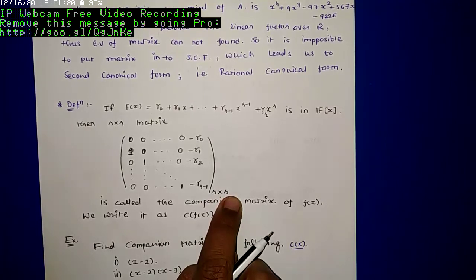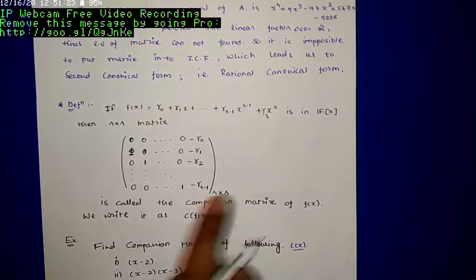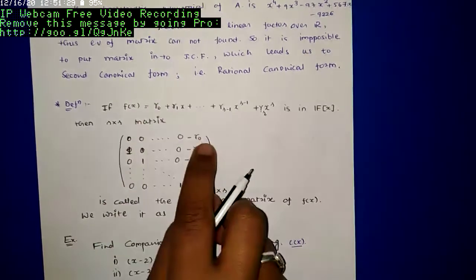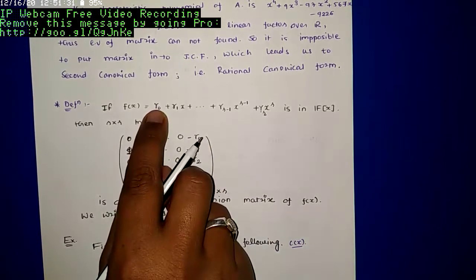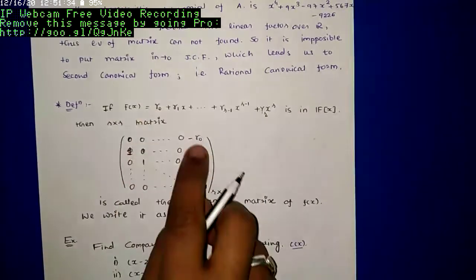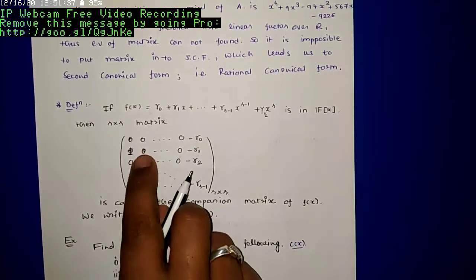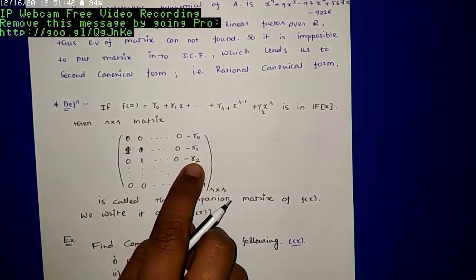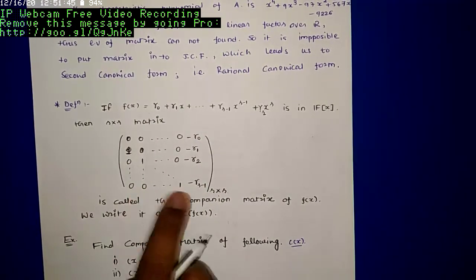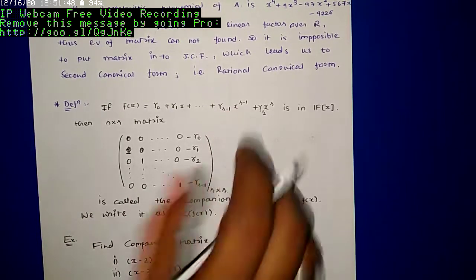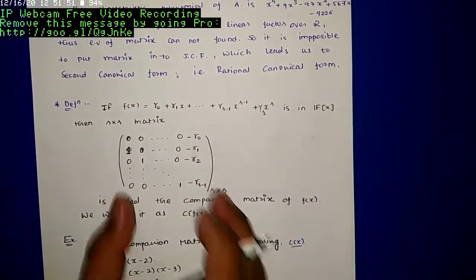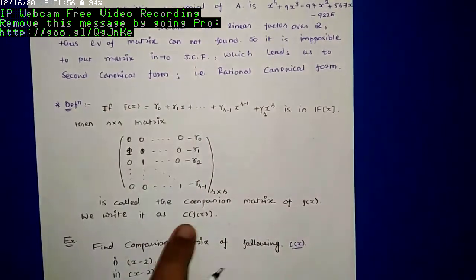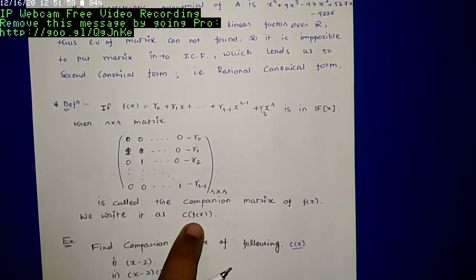And how to find the companion matrix? Just like this. The first row is 0 0 0 and minus gamma 0, because the sign of this is changed. Here it is plus, so we write minus. Now 1 0 0 minus gamma 1, 0 1 dot dot dot 0 minus gamma 2, up to 0 0 1 minus gamma r minus 1. So this is an r cross r matrix, which is called the companion matrix of f. We write C of f(x), which is the notation of the companion matrix.